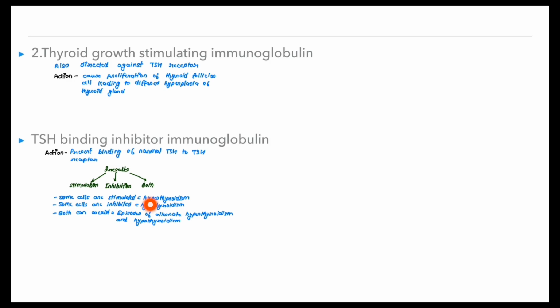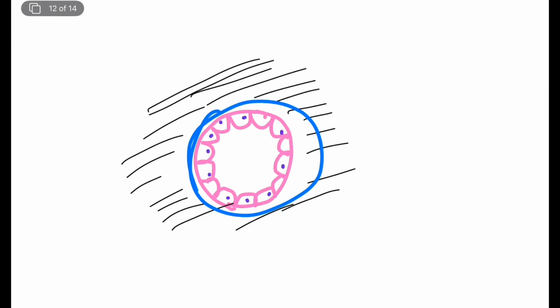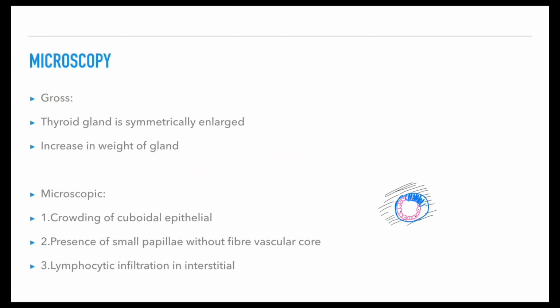Now let's study morphology. Gross feature: the thyroid gland is symmetrically enlarged. Remember this word, symmetrically enlarged. Since the thyroid gland is enlarged, obviously the weight will be increased. Now microscopy. First point, increase in crowding of cuboidal epithelium. As you can see, these are the follicular cells. There will be more crowding like this. Second, presence of small papillae without fibrovascular core. Remember, without. Third point, lymphocytic infiltration into the interstitium.